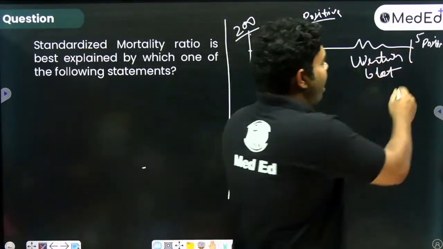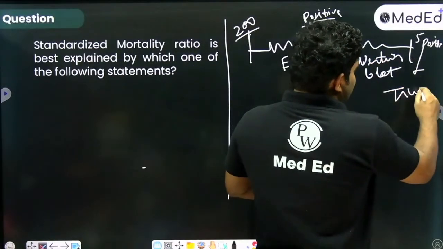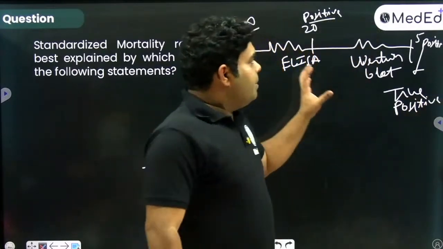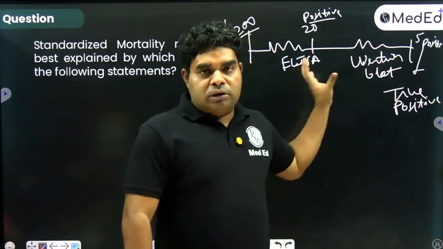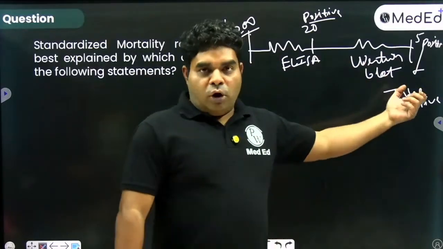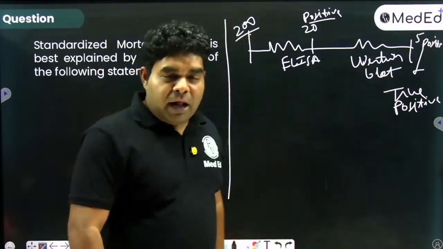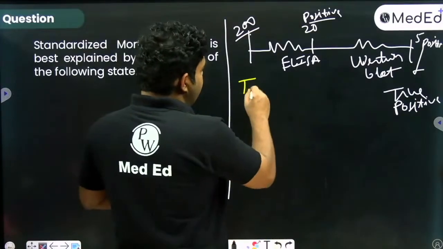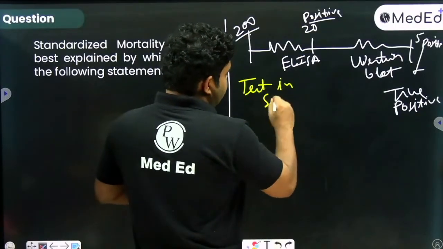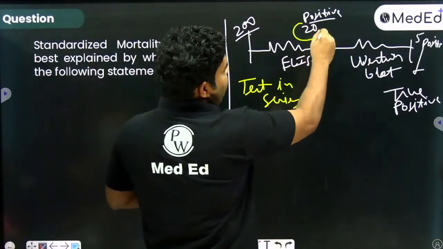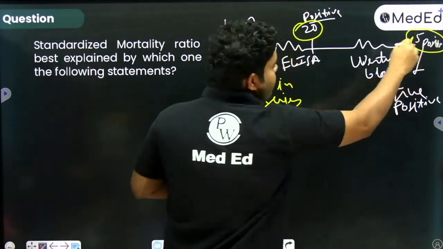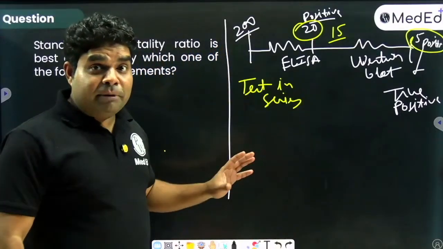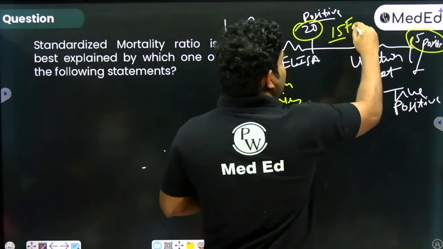So these 5 are true positive. They definitely have HIV because they are positive on both ELISA and Western blot. So this is test in series. Now, when we do test in series, what happened to that 15 people? Here it was 20, here it is only 5. So what about the remaining 15 people? Those 15 people were false positive.